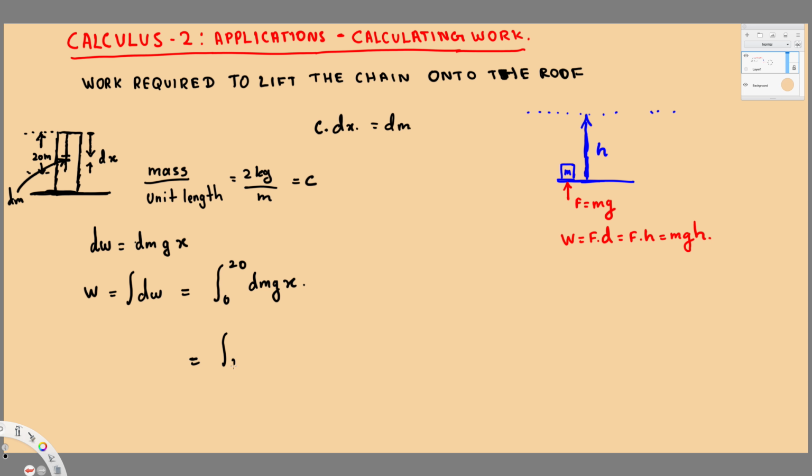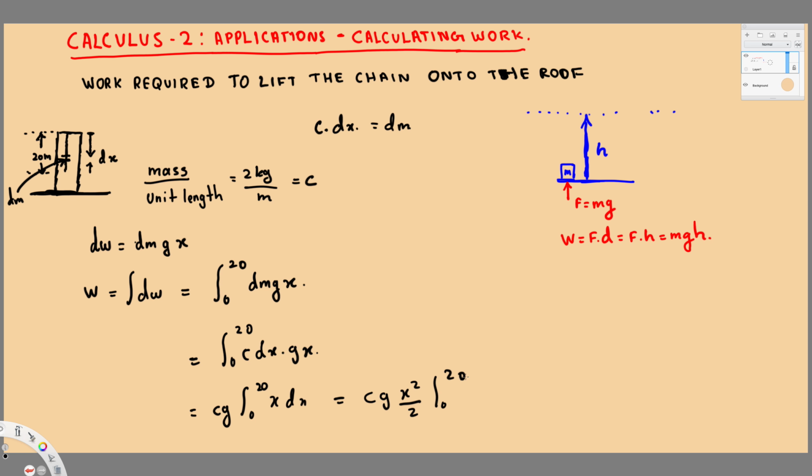So here we are going to have the integral from 0 to 20 of c dx and also g x. Now c and everything except x is a constant, so we can move c and g to the front. So this is cg times the integral from 0 to 20 of x dx. This is easy to integrate, so let's do the integration. This is going to be cg times x squared over 2, going from 0 to 20.